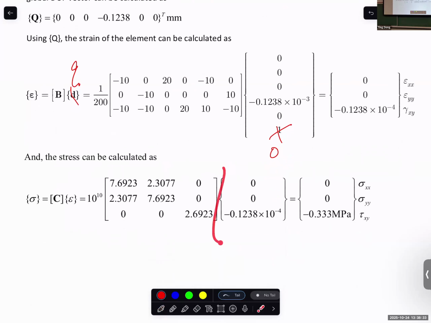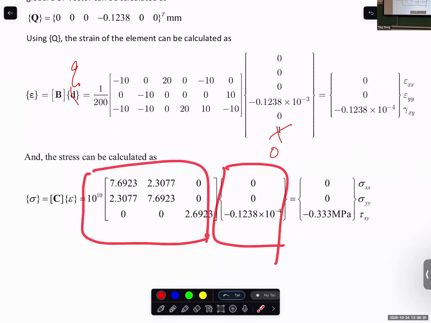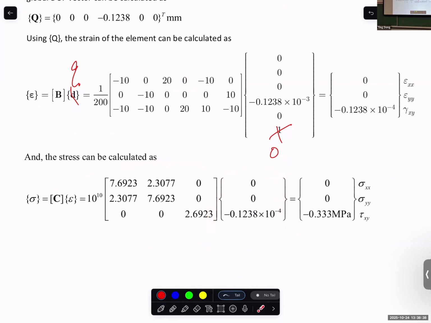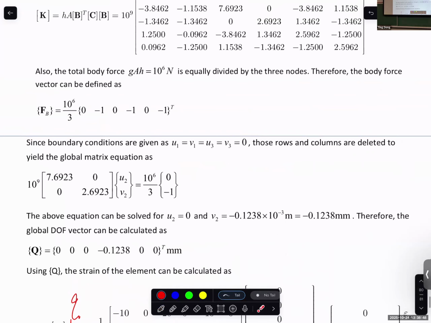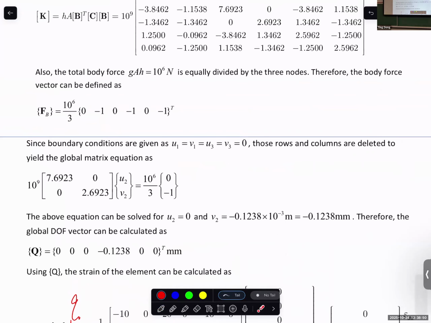So yeah, these are the strain components. This is the C matrix. We get stress. But for gravity, the negative sign: we normally consider gravity in the downward direction, and we normally consider the y-axis in the upward direction. So when it's gravity, we add the negative sign. Yeah, negative, this negative here.